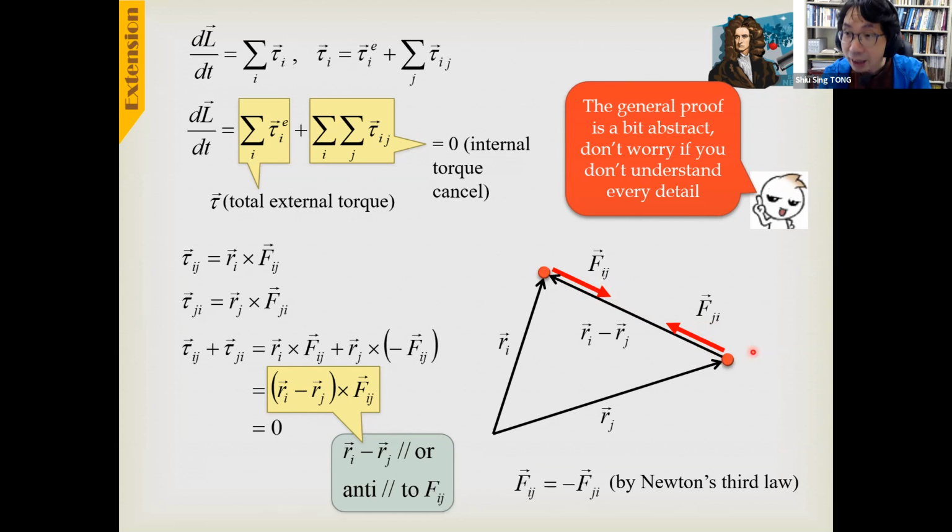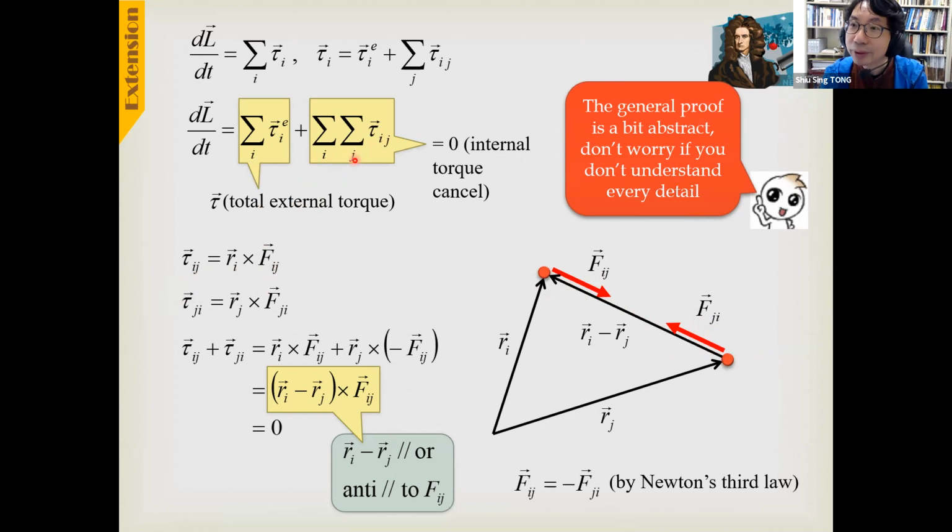And they act along the line joining the two particles. Okay, so this is the internal force. Now, let's see this summation. Because the summation over ij goes over all terms, you must encounter a term with tau ij. Tau ij is Ri cross Fij, right?